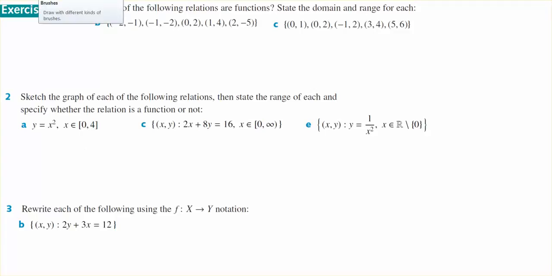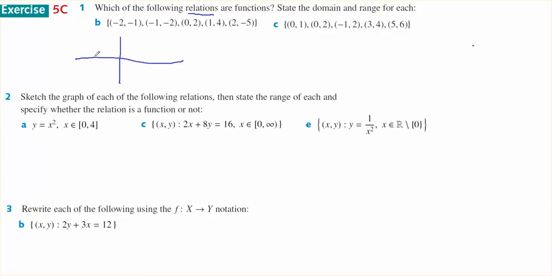This is for your level methods that comes out of Chapter 5, 5C, questions 1, 2 and 3. Which of the following relations are functions? These are relations because they are ordered pairs. Functions will be every x has a unique y.